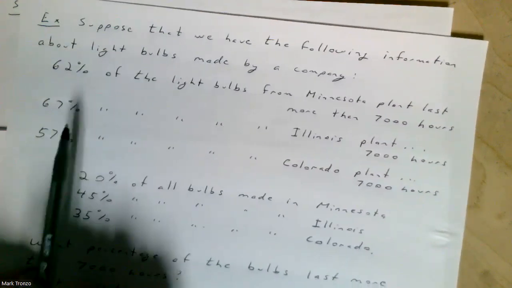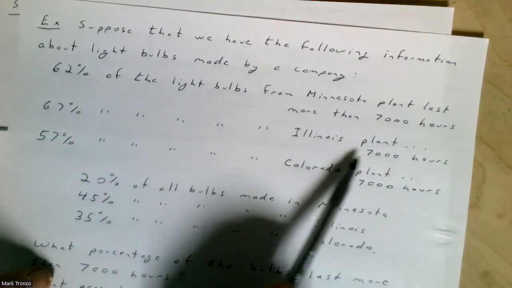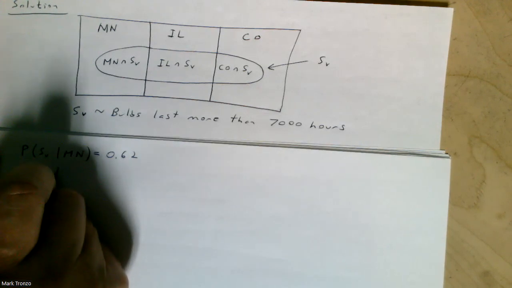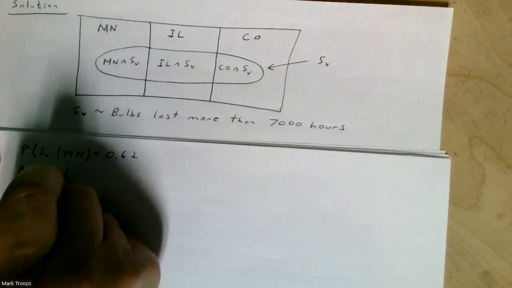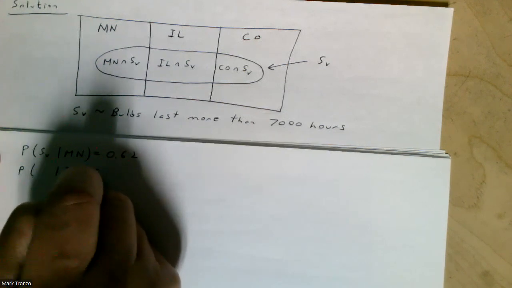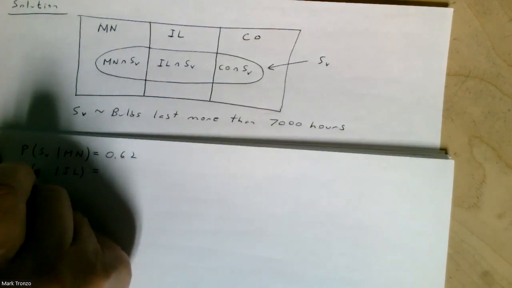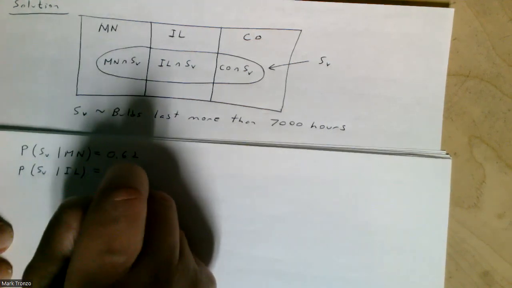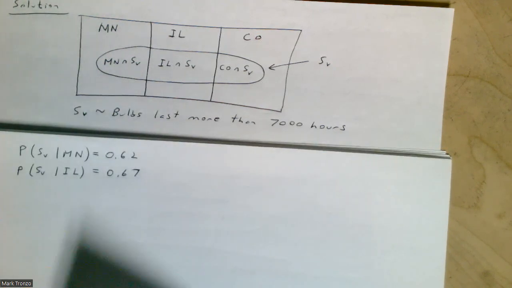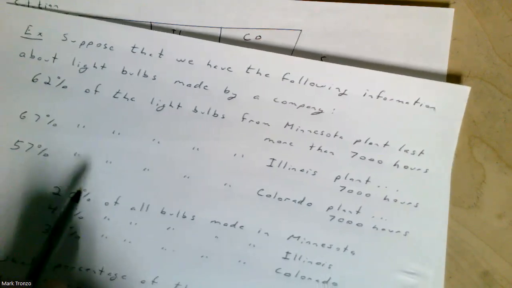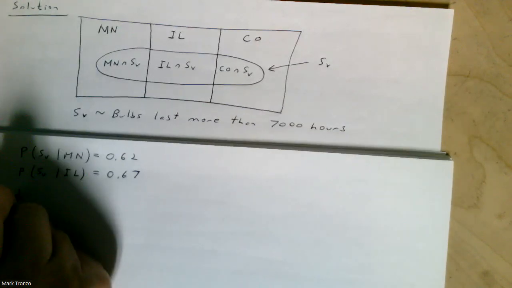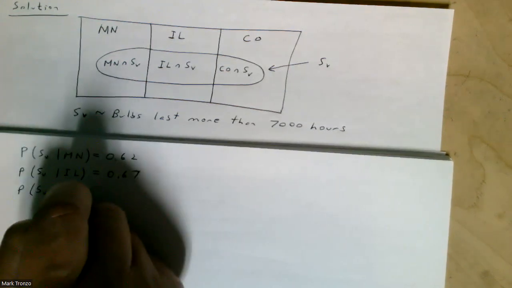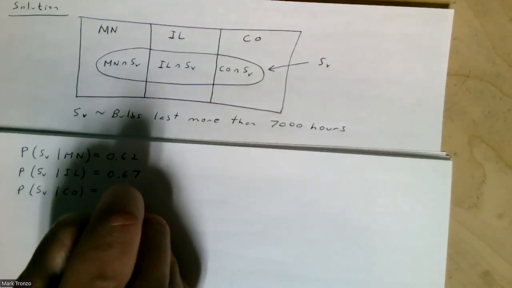And we go to the next one: 67% of the bulbs from Illinois last 7,000 hours. So that's saying the probability, given the bulb is from Illinois, that it's going to last 7,000 hours is going to be 0.67. And finally, if it's from Colorado, the probability it's going to last 7,000 hours is 0.57.